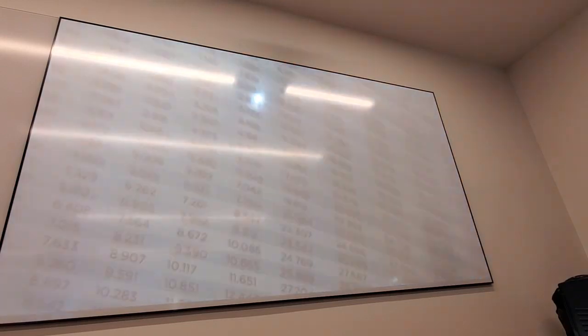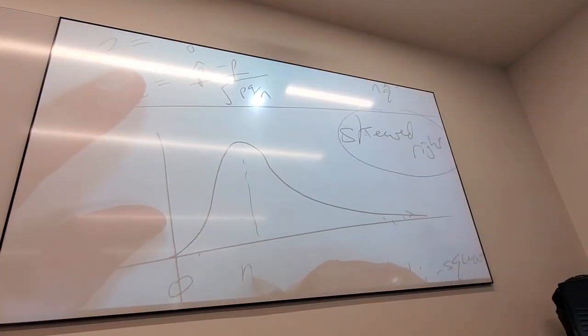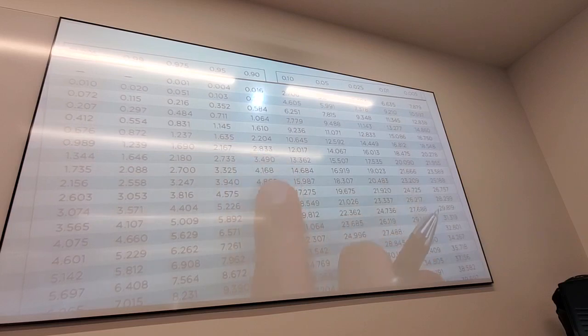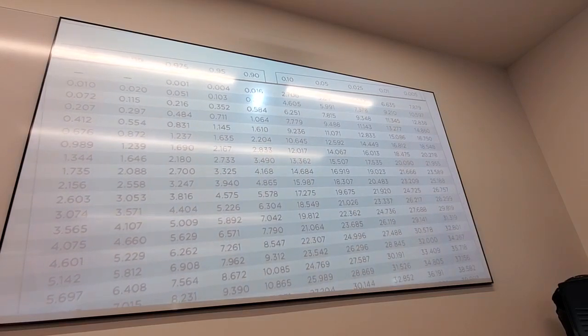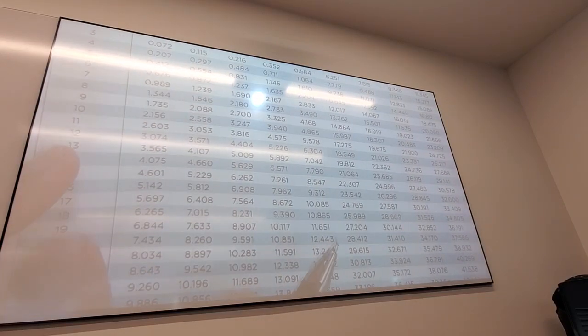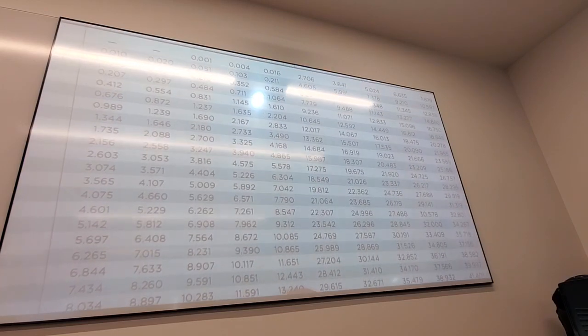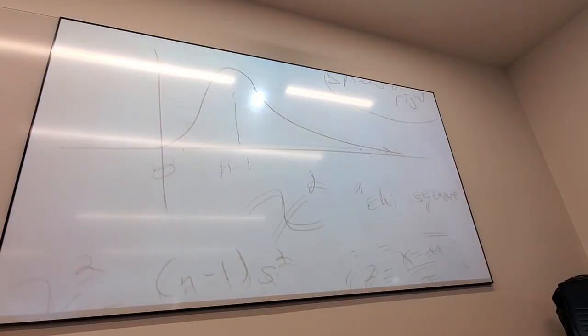One last thing I want to say in general. This peak right here is roughly around n minus 1. Do you notice 7 is between these two? It's going to be right near the peak. Anytime you go down somewhere, it's going to be right in between. 20 is right in between these two. Okay, enough of that.